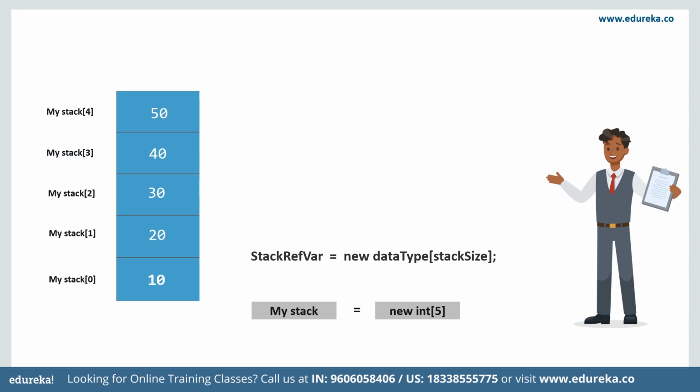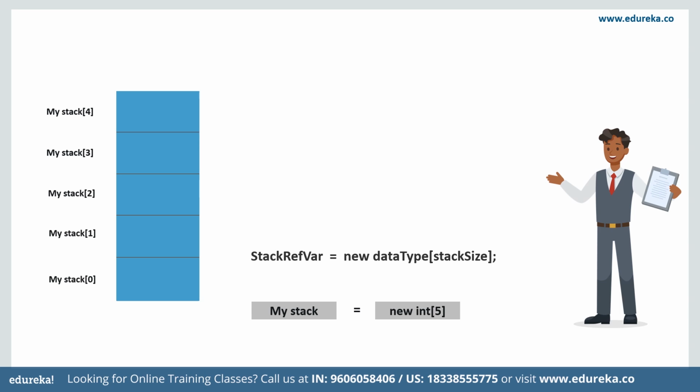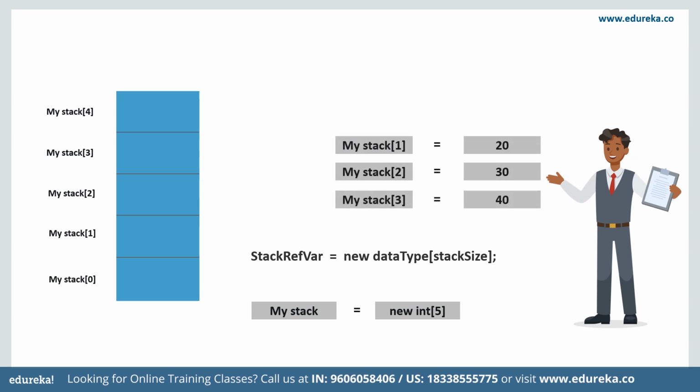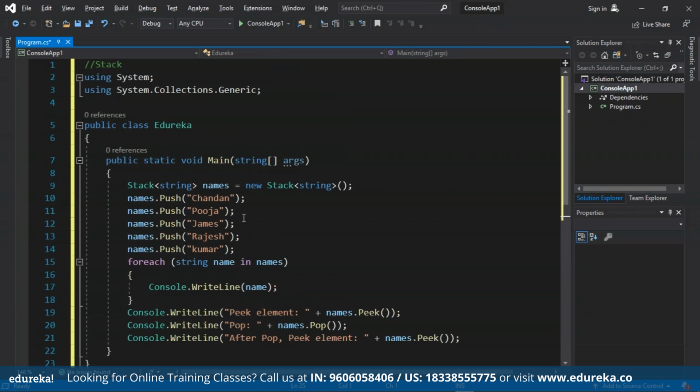Now let's see how it works. You can see 50 popped out first, then 40, similarly 30, 20, and finally we have element 10, which is popped out last. So this is how the stack works. Now let's execute a basic example to understand the terminology of stack in a much better way. So this particular example is based on stack. The elements that I will be adding into my stack are the names provided below. Now let's try to execute this program and see how it works.